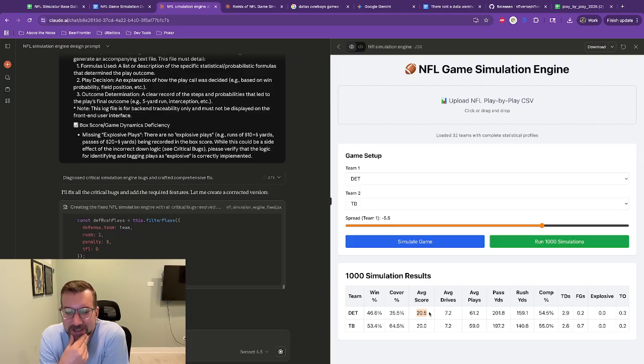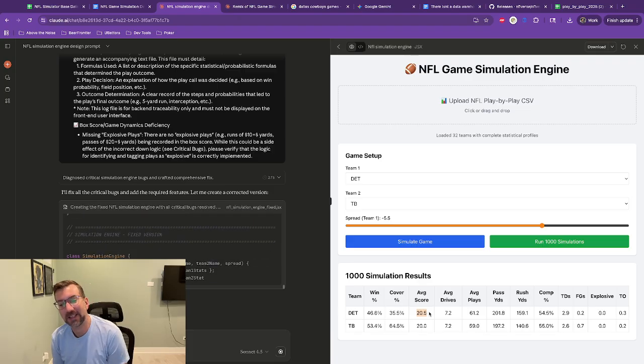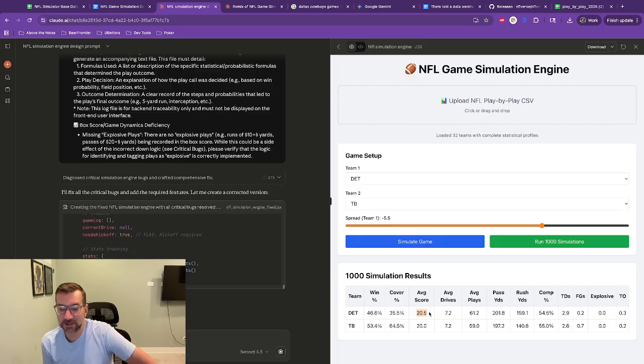some good news here. Even though Detroit's only winning 46.6% of the time, the average score is 20.5, which kind of highlights their high-end volatility. They could definitely put up a lot of points. So even though they have a higher average score, it doesn't necessarily mean they're going to win the game. So that actually gives me a little credence here.